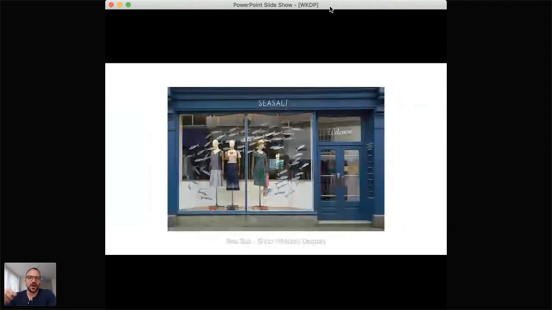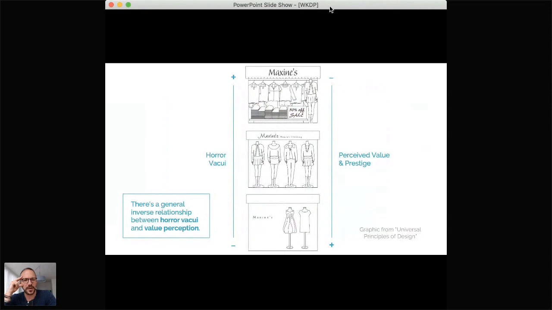You can also apply, of course, the law of horror vacui to window displays. And this has in fact been the target of a really interesting research study that gave us an interesting insight on horror vacui, which I'm going to explain right now. They proved, in many ways, and this is somewhat of a preliminary research insight, that there's a general inverse relationship between horror vacui and value perception, which means that as horror vacui increases, as our tendency of filling blank spaces with things increases, the perceived value and prestige of that experience, of that location, of that object, of that product tends to decrease.